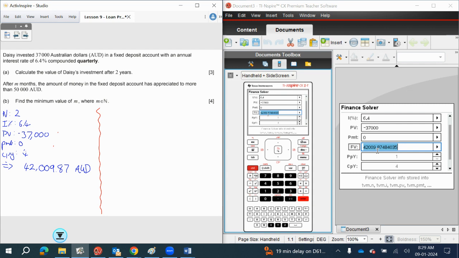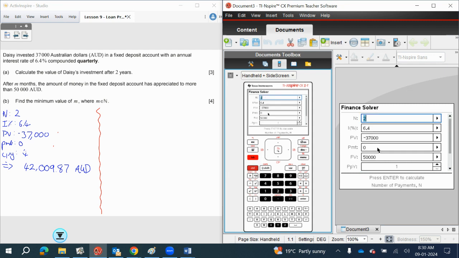After n months, the amount of money in the fixed deposit account has appreciated to more than 50,000 Australian dollars. What's the minimum value of n? So we wish to have a future value of how much? 50,000. Nothing else changes apart from now we don't know how many years it's going to be. We just delete n.